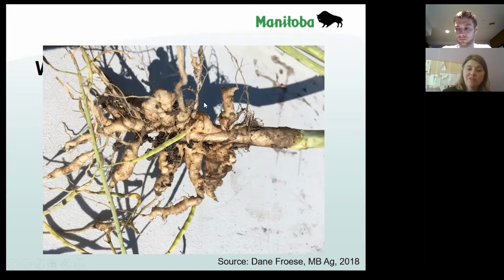So this is from his field. Definitely it tested positive. Not those huge potatoes that you see growing on the bottoms of plants that maybe you've seen in the Western Producer, but definitely there is swelling of the roots and the clubbing, which is kind of the typical symptom of clubroot.